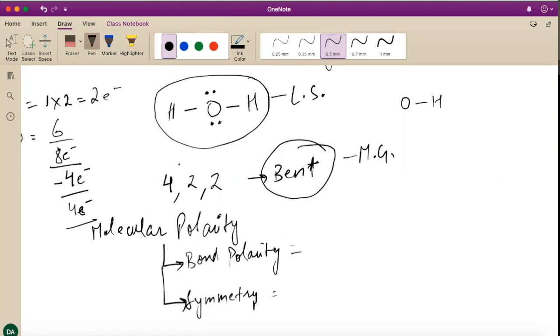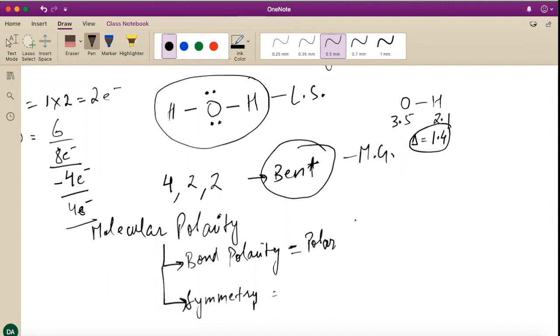It's the same thing. So oxygen is how much, guys, in that table? 3.5. And hydrogen is how much in that table? 2.1. So what is the difference? 1.4. Where does 1.4 fall, into the polar or non-polar category? Polar. So guys, for bond polarity, what is my answer? It is polar.